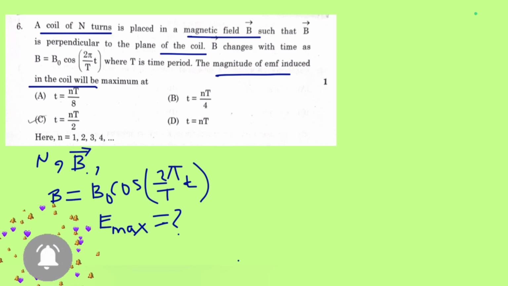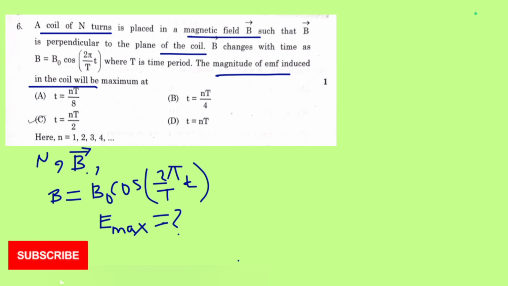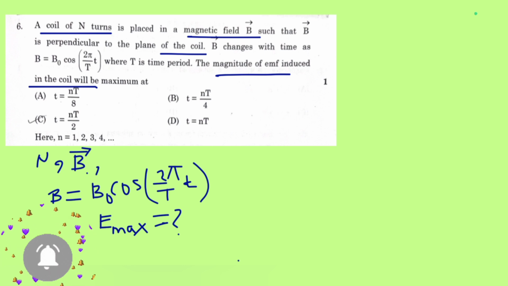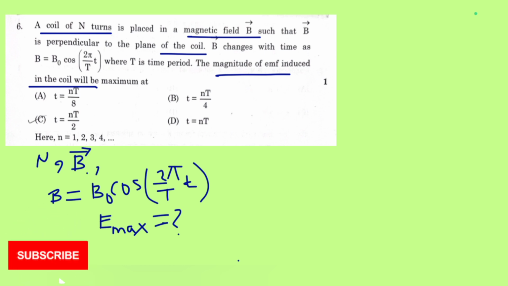What is the n here in the options? That is the integral value 1, 2, 3, 4, 5. That's all. Okay, leave it, that is another part. So we're going to solve this question, how we are going to approach the solution.